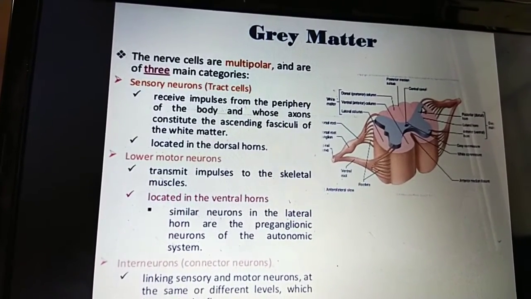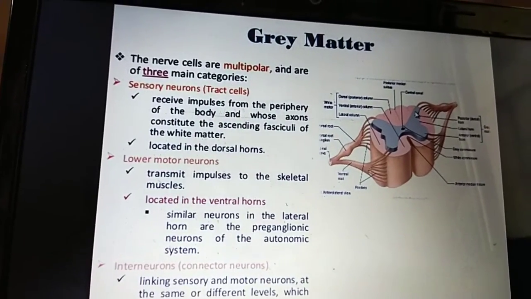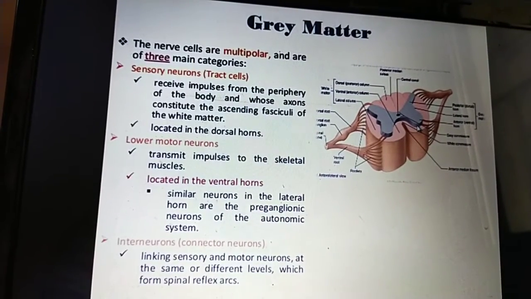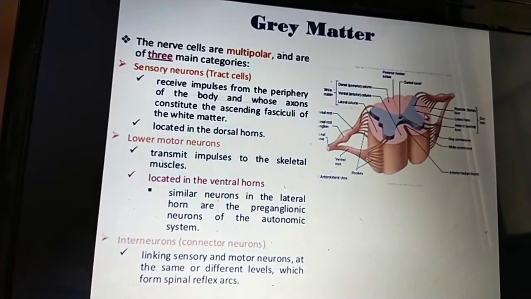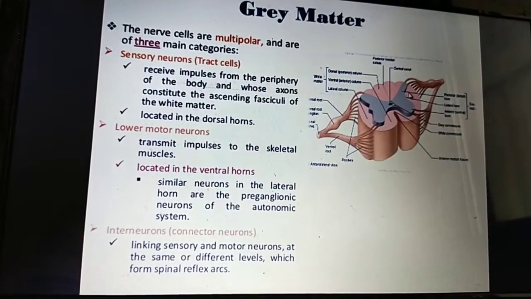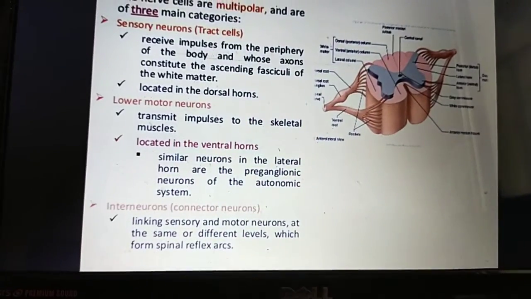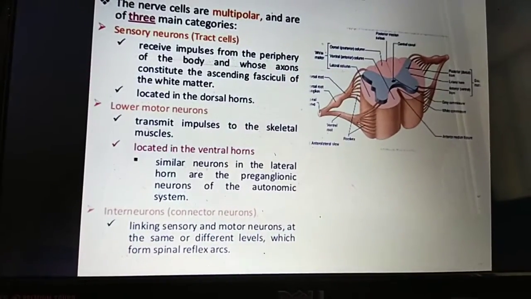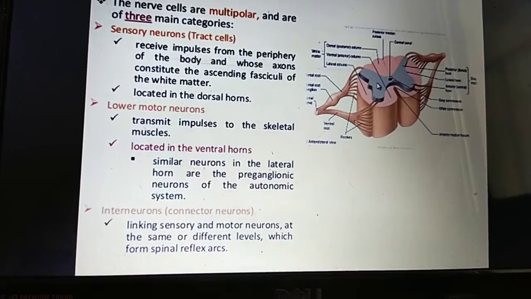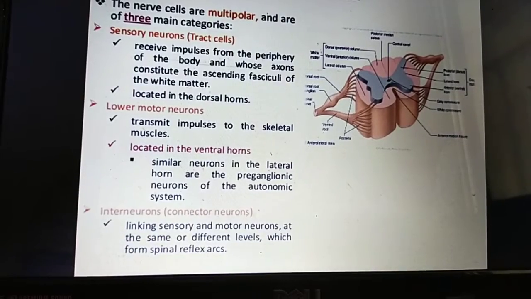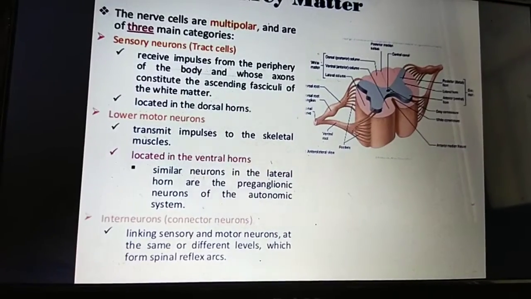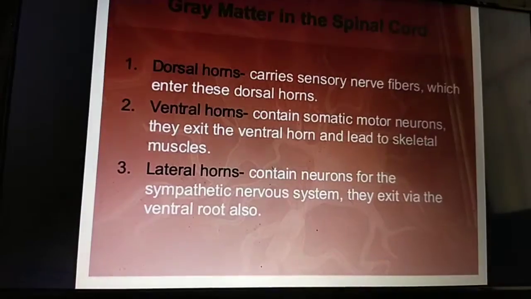You can see here, these are the dorsal horn. And lower motor neurons, they are present in the ventral horn and transmit the impulses to the skeletal muscles. Similar neurons in the lateral horn are preganglionic neurons of the autonomic system. And here you can see the interneurons or connector neurons. They link the sensory and motor neurons at the same or different levels, which form the spinal reflex arc. I already explained this in the last picture.